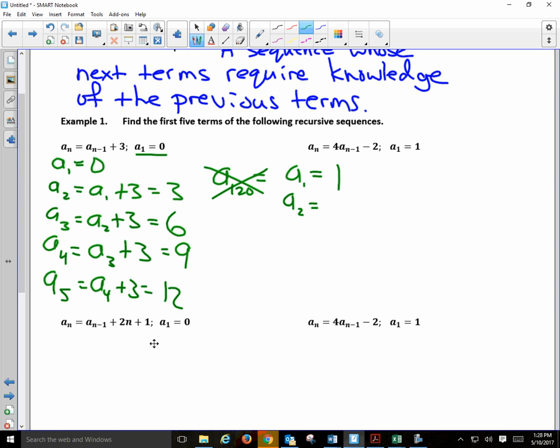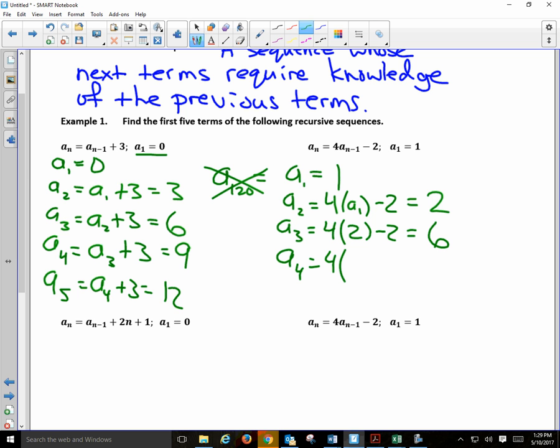No big deal. A sub 2 is 4 times what? A sub 1 minus 2. Well, what is a sub 1? 1 times 4 is 4 minus 2 is 2. So a sub 3 is 4 times, which is 2. A sub 4 is 4 times, which is 6. A sub 5 is 4 times 22. 84 or 88 minus 2 is 86. Okay?